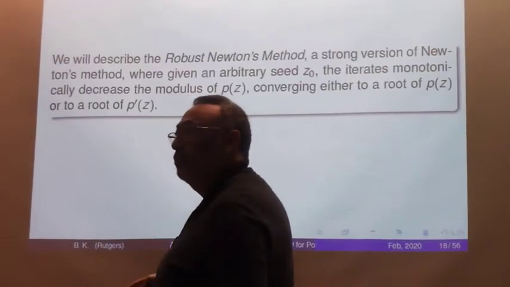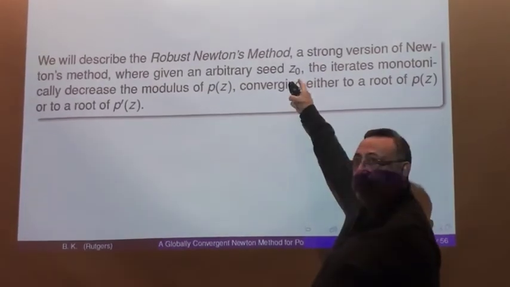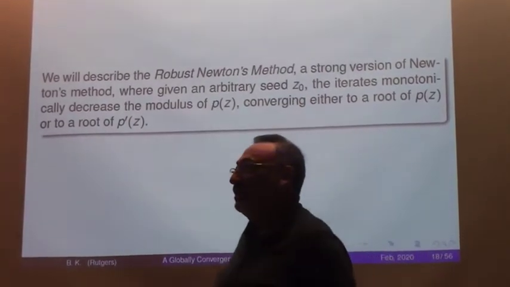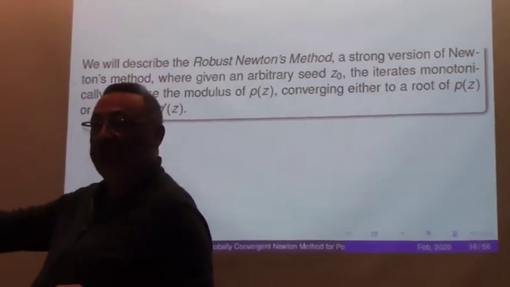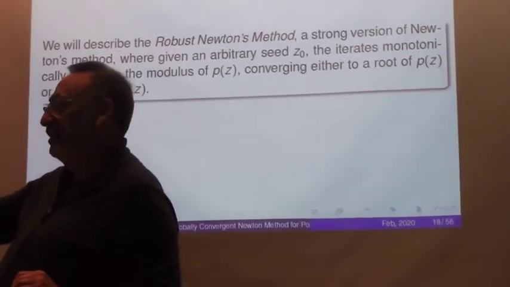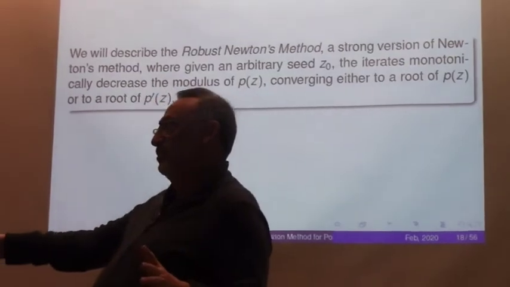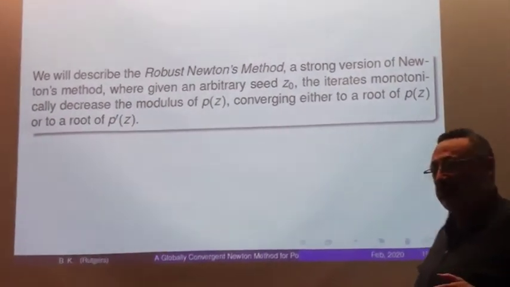Now, robust Newton's method has a property that you take any seed, whatever, and you iterate, it will either converge to a root or to a root of the derivative, a critical point. That's not bad.